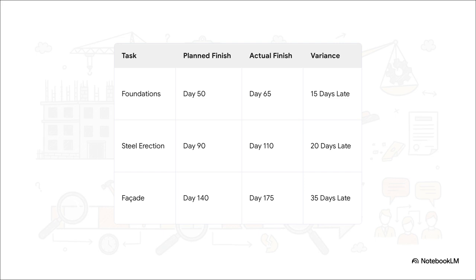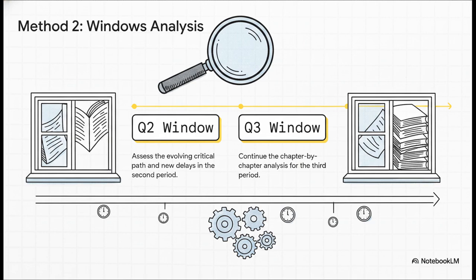Foundations were 15 days late, steel was 20 days late. It's a great starting point, but here's the catch. It struggles to explain the why, especially when you have multiple delays happening at once. So, to get a more detailed look, detectives use what's called a windows analysis.